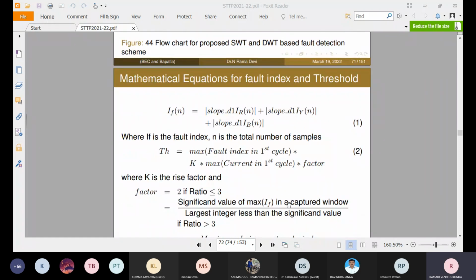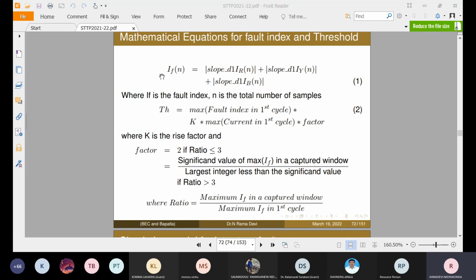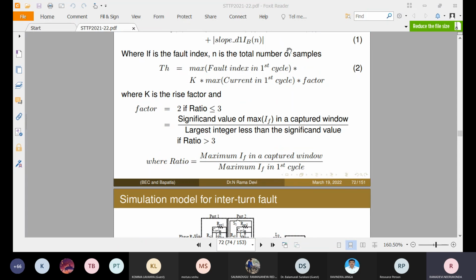These are the mathematical equations we use to represent the fault index. This is the fault index: the sum of absolute values of the slope of detail level coefficients of the reconstructed signals. And this is the calculation of the threshold value. Here we are computing the adaptive threshold, that's why we write down this formula. The adaptive threshold value is computed using this.